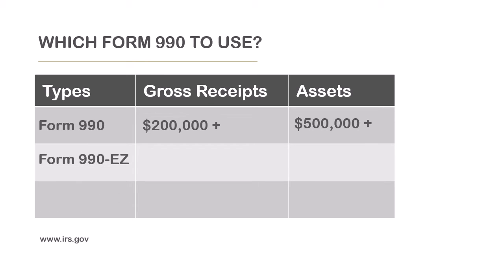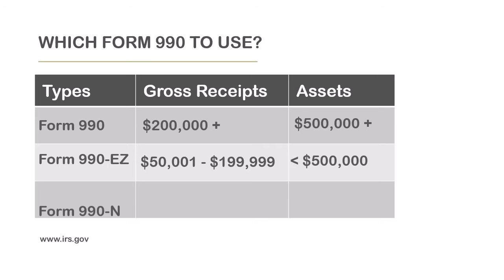You use the Form 990EZ when your gross receipts are between $50,001 up to $199,999. And when your assets are less than $500,000, then you will use the Form 990EZ. You use the Form 990N or e-postcard when your gross receipts are between $0 and $50,000, and it doesn't matter about the assets at this level.